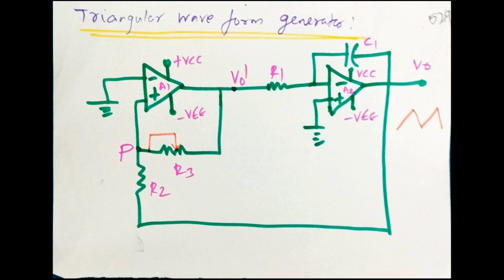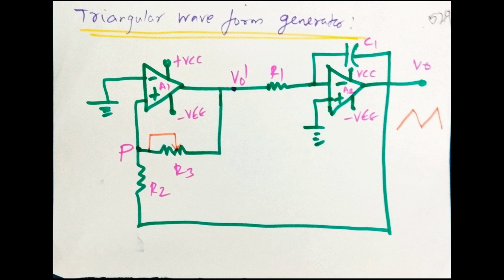Triangular waveform generator. The circuit consists of two op-amps, A1 and A2. Input is given to the first op-amp, at the non-inverting terminal, the plus point. At the non-inverting terminal, resistance R2 and variable resistance R3 are connected. The output of op-amp A1, V01, is connected to the input of op-amp A2, at the inverting terminal, the minus point.